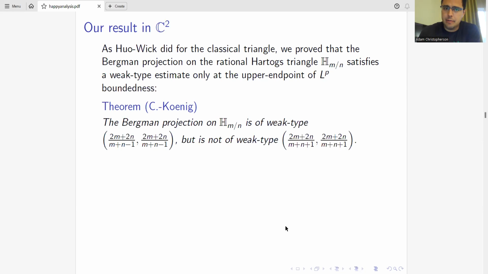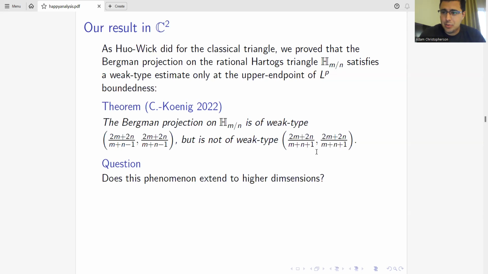And our earlier result from last year, in fact, characterized the weak type regularity on the so-called rational Hartogs triangles. And in fact, we confirmed that the same phenomenon observed by Wu and Wick extends to the rational Hartogs triangle. So my advisor and I showed that the Bergman projection is of weak type at the upper endpoint. It is not weak type at the lower endpoint.